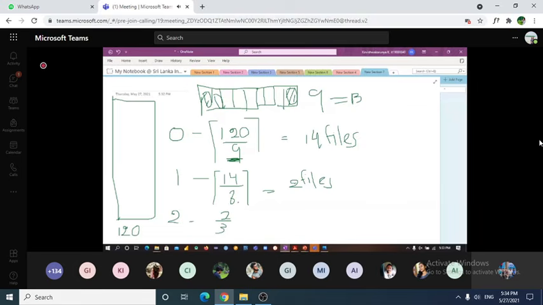So the number of passes is 1, 2 and 3. If they ask the cost, 2 into 120 into 3. This is your final cost. Here why I have used 2 into 120 is for each pass I am reading and writing 120 pages. Reading 120 pages, writing 120 pages. Here also I am reading 120 pages and writing. So that is why I have used that.